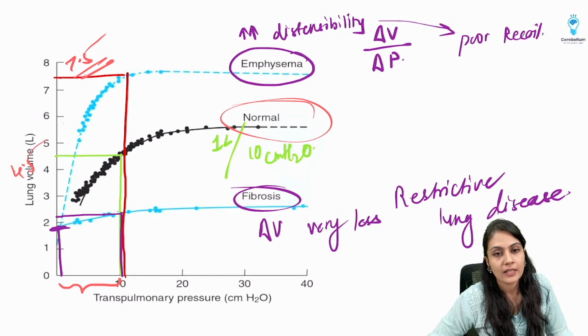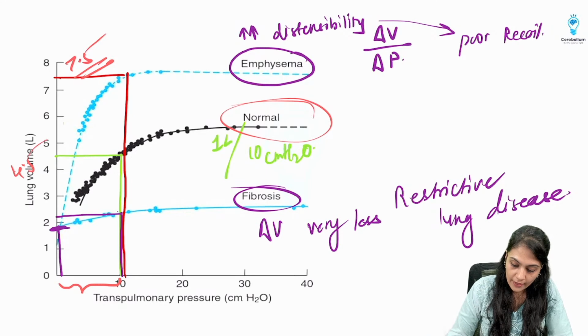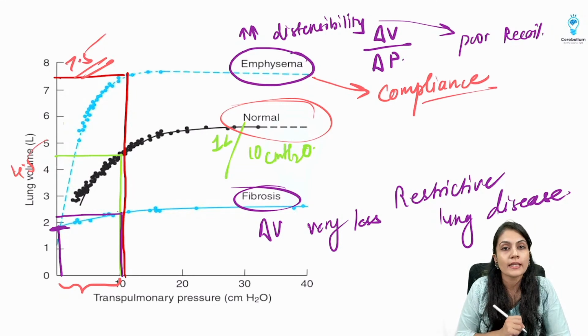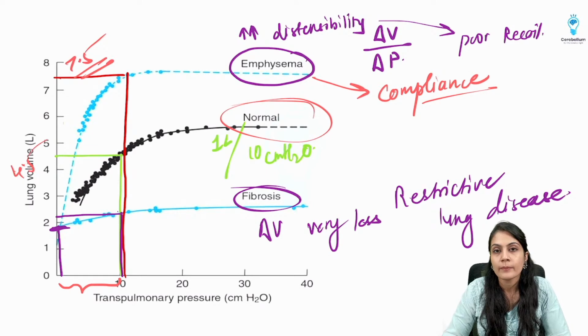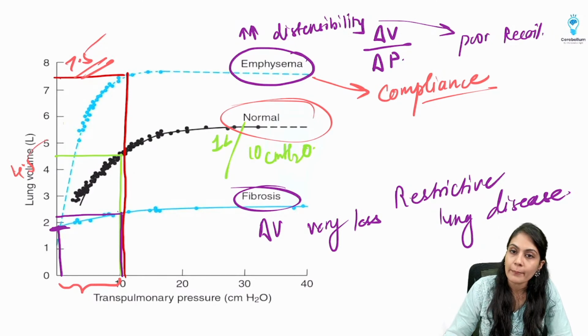Okay, and that is how you decide whether the compliance is low or high. So please remember, in an emphysema-like condition, the compliance is going to be higher, right? Wherever there is air trapping, wherever there is poor recoil, definitely in emphysema, and alpha-1 antitrypsin deficiency, in all these cases the compliance is going to increase, right?